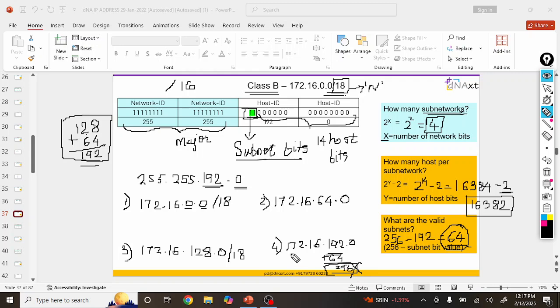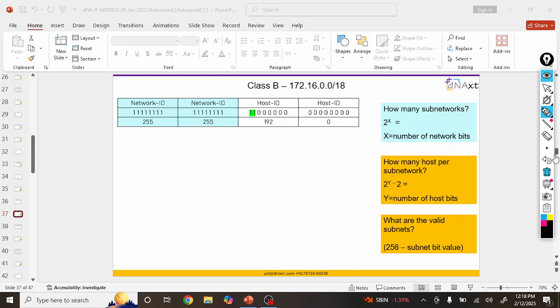So this is your last sub network, and from the formula also we know that you are going to get only 4 sub networks. So we have already written 4 sub networks. Now let's look into these 4 sub networks in detail. Let's discuss their broadcast ID and different valid hosts. So let's write them down one by one.